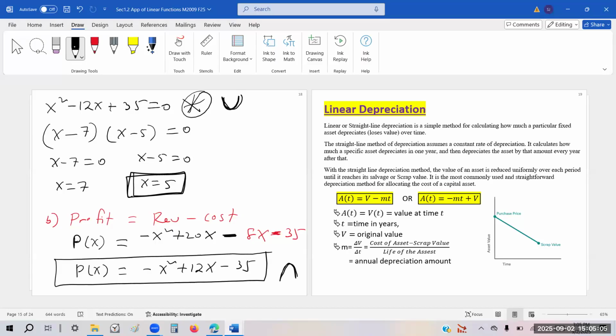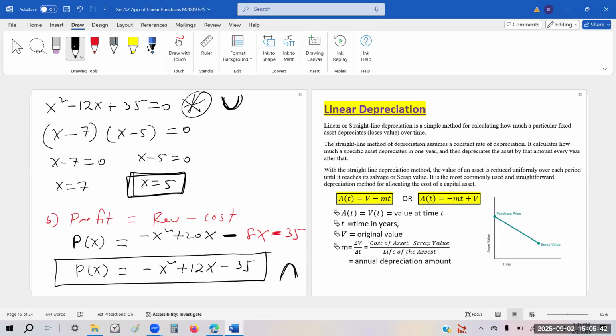The y value. T is time in years, and V, or the y-intercept, is the original price. So per year, how much money you are going to lose, times how many years you spent after you bought it, plus the original price. So from the original price, you're subtracting the depreciation rate per year. So what's the depreciation rate, the M?